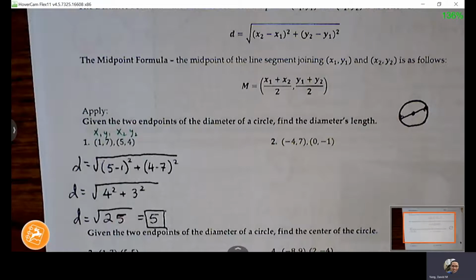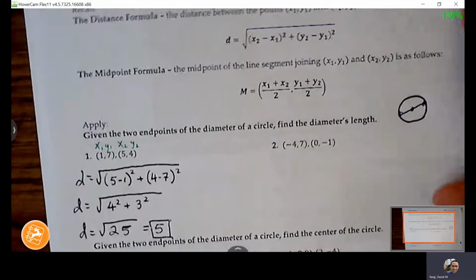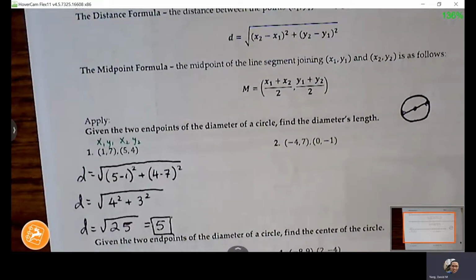Do we get a calculator for this unit or no? No calculator. So these numbers should all end up being easy to find. And if we can't, then we'll just make our best approximation, especially for later on. But I think as of now, no calculator. Okay, try number 2.